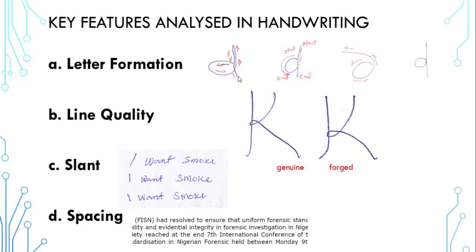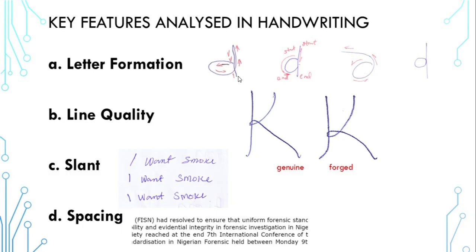Number two, line quality is another feature that we analyze in handwriting. When we say line quality, we mean how smooth the stroke or the line of the letter is, and how thick. These are the things we look at and we say the line quality is okay. When the line is smooth and it's not too thick, then we say the line quality is okay.